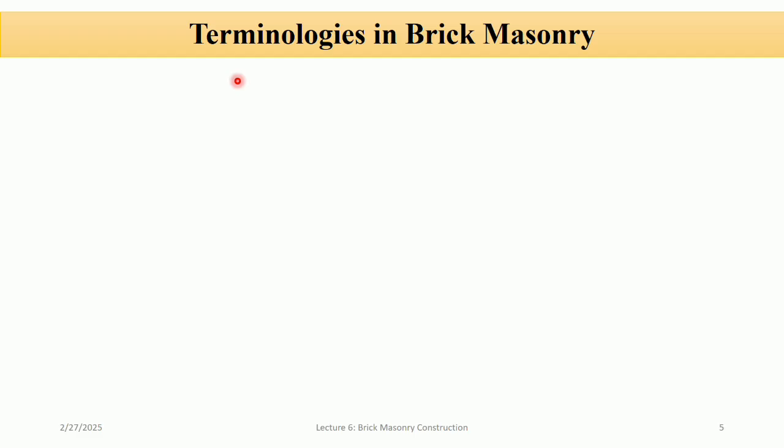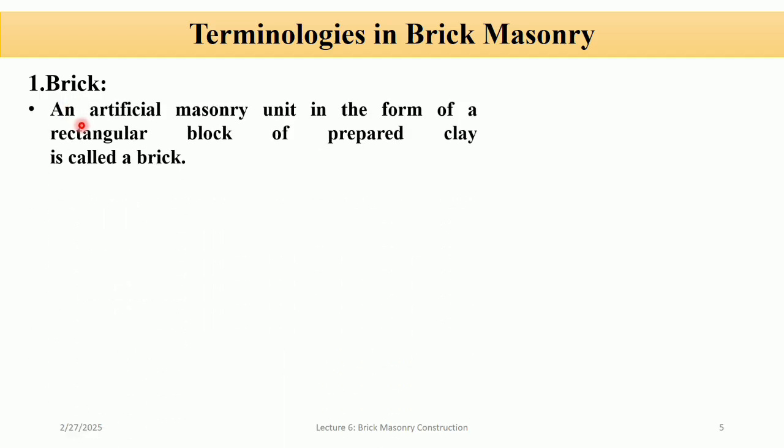Now let's discuss different terminology which is used in brick construction. Number one is brick. An artificial masonry unit in the form of a rectangular block of prepared clay is called a brick. Now you will be thinking about how bricks are manufactured. Bricks are manufactured by molding clay into rectangular blocks of uniform size and shape, and then drying or burning these blocks in a suitable flame or kiln.